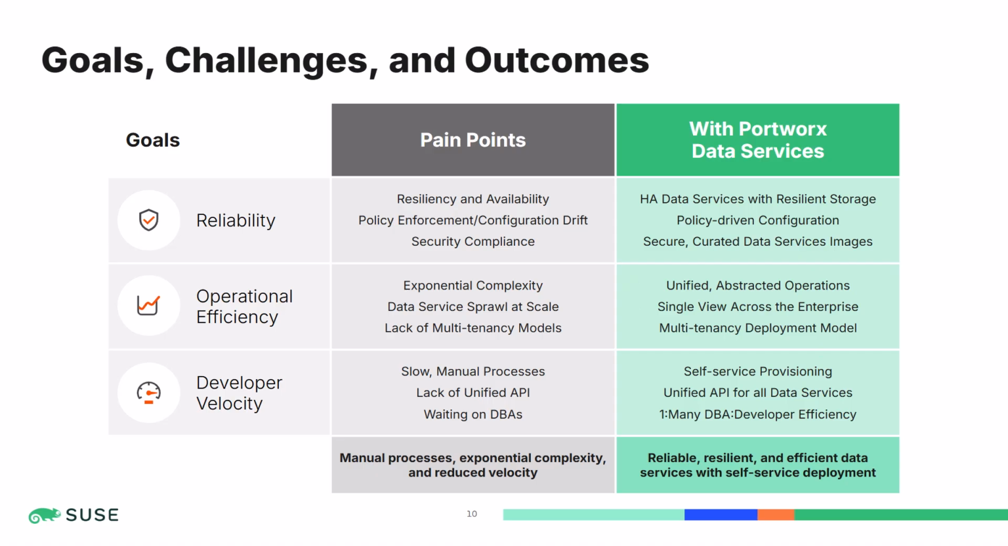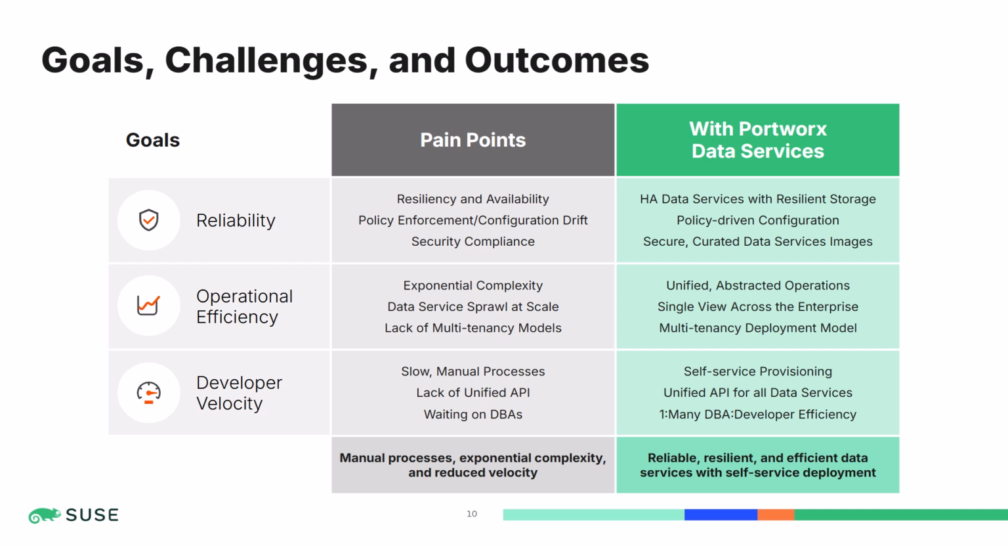So we identified some of these goals, challenges, and outcomes that we were hearing from customers and people that wanted to run data services on Kubernetes. And it really fell into three buckets: reliability, operational efficiency, and developer velocity. And as you can see here in this list of pain points, it really comes down to the majority of this stuff requiring manual processes. It ratchets up our complexity in an exponential manner, and the developer and application development velocity really gets reduced.